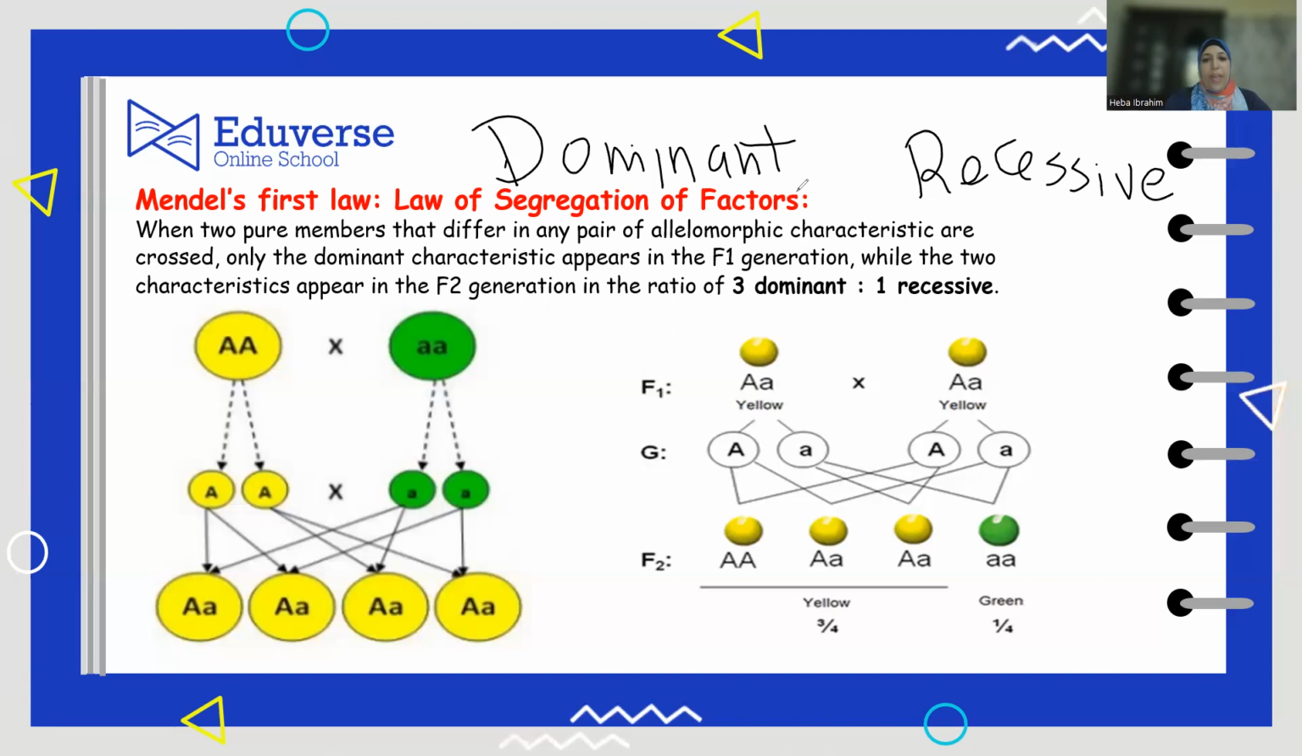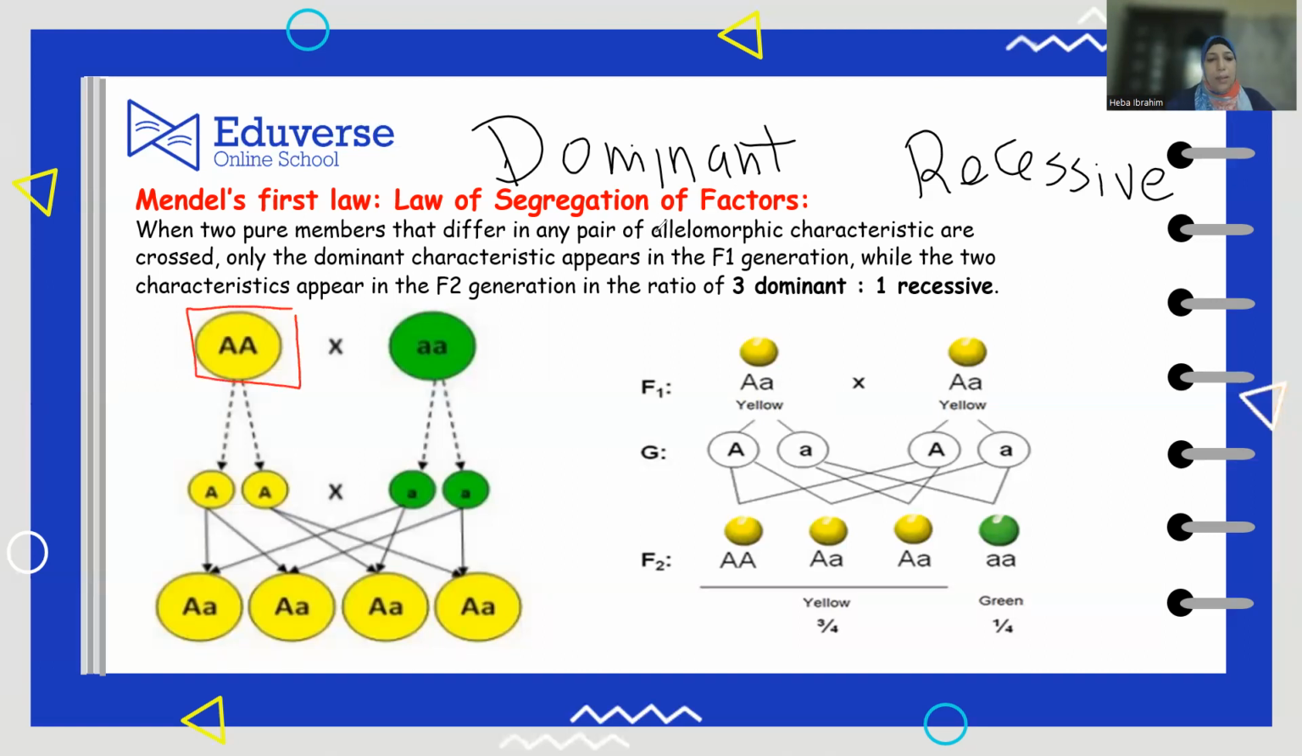So if the trait is a dominant trait, the genes responsible for it will be represented by capital letters. If the trait is a recessive trait, the genes representing it will be small letters. Each trait, as we said before, is controlled by two genes, one from the mother and one from the father. So if the trait is dominant, the genes controlling it will be represented by capital letters, for example, A capital, A capital.